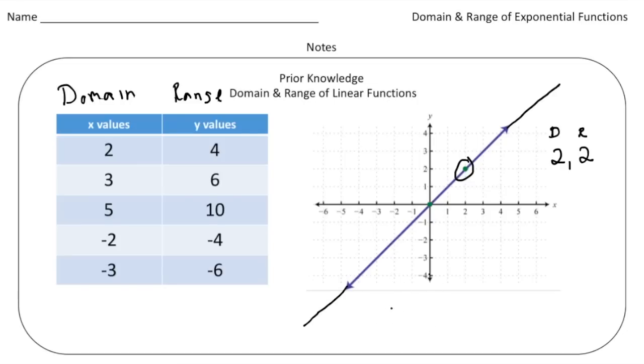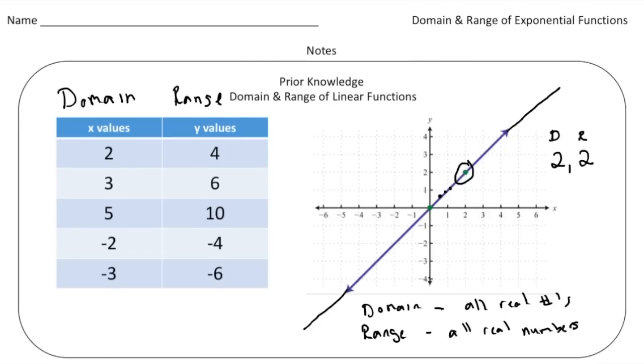So really for this graph, the domain is all real numbers, because the x value as we go this way is never going to stop. Same thing going this way. So every single number that makes up this line will have an x and y value. And then the range for this graph will also include all real numbers, because as the graph continues on for infinity, there's always going to be an x and y value that we can include.